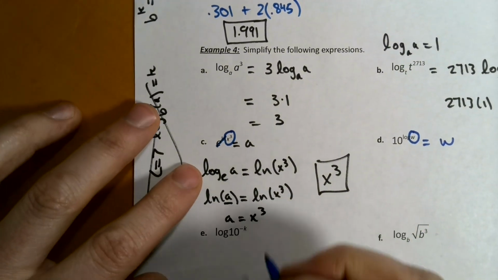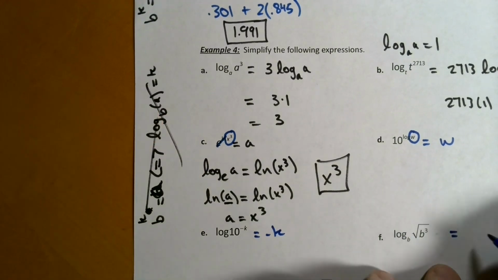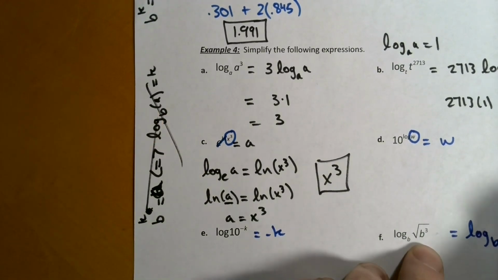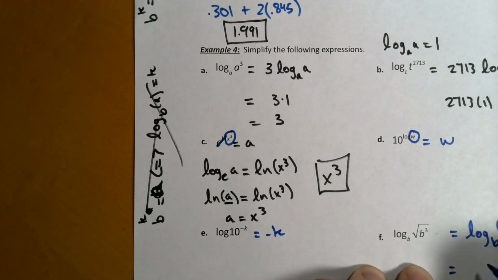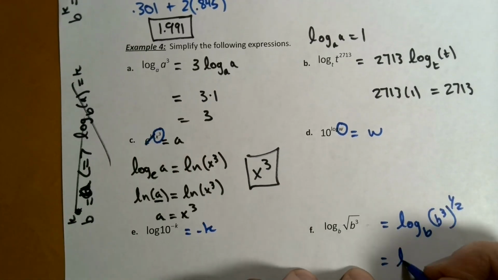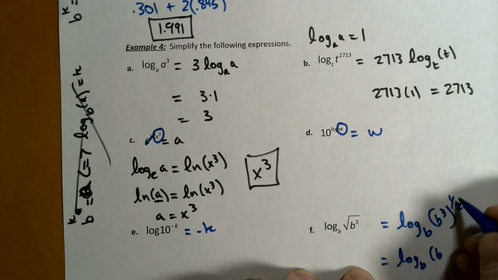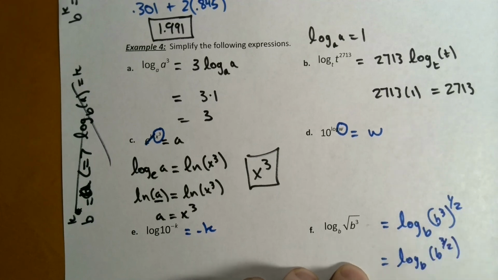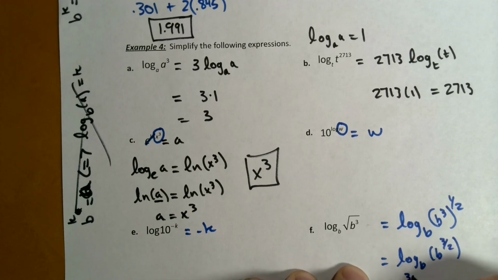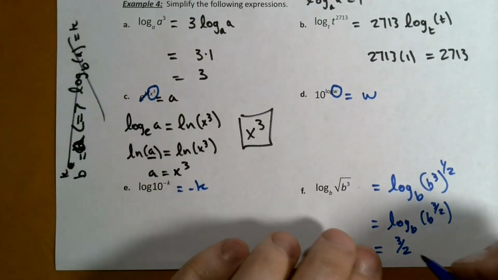So that one's w, this one is just negative k, and this one, oh, careful, watch this. I'm going to rewrite this square root as b cubed to the 1/2 power. I will then apply my properties of exponents and rewrite that as log base b of b to the, multiply these two, so 3/2. And then because these bases match, this answer is just 3/2, just like our previous problems.